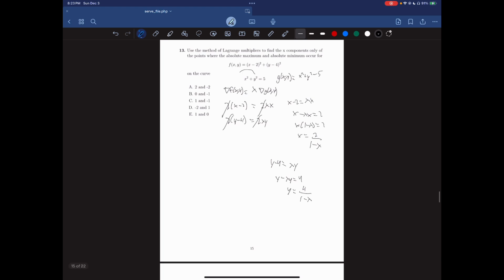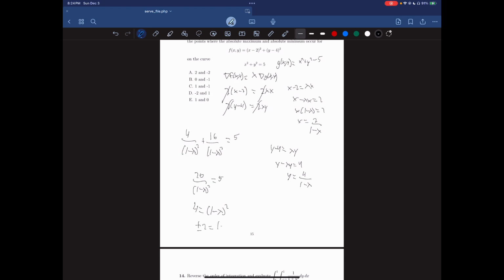Okay, now we can plug into here and solve for lambda. We're going to get 4 over (1 minus lambda) squared plus 16 over (1 minus lambda) squared equals 5. So we're going to get 20 over (1 minus lambda) squared equals 5, and therefore (1 minus lambda) squared equals 4, so plus or minus 2 equals 1 minus lambda. If we set positive 2 equals 1 minus lambda, we're going to get lambda equals negative 1, if I'm not mistaken. Yep, and if we set negative 2 equals 1 minus lambda, we are going to get 3 equals lambda, I believe.